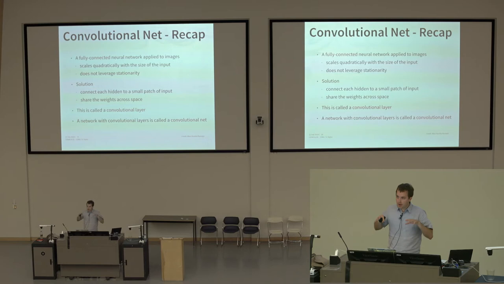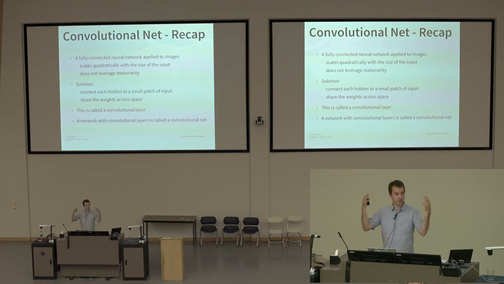Okay, so let's come up a bit from the weeds and do a quick recap. A fully connected, classical standard neural net applied to images is going to scale quadratically with the size of the input, in its number of parameters. Remember, we started with these 2 billion parameters before. It doesn't leverage stationarity in the input, and so we can instead connect each hidden unit to just a small patch of the input and share the weights all across space. It's called a convolutional layer because it's implemented efficiently by convolution. So a network with one or more convolution layers is called a convolutional network.